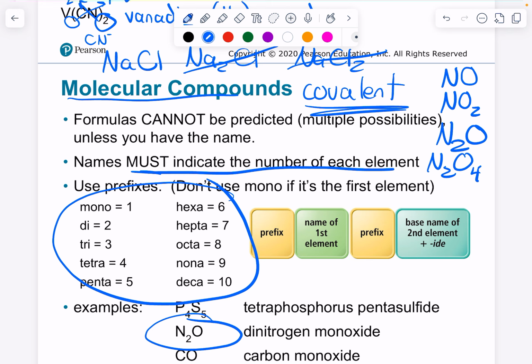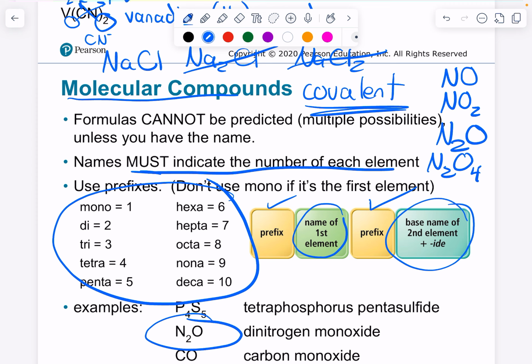So we're going to name how many there are of the first element with the prefix. And then we're going to name how many there are of the second element with a prefix. And the second element we're also going to change to "ide." That literally is the whole thing.